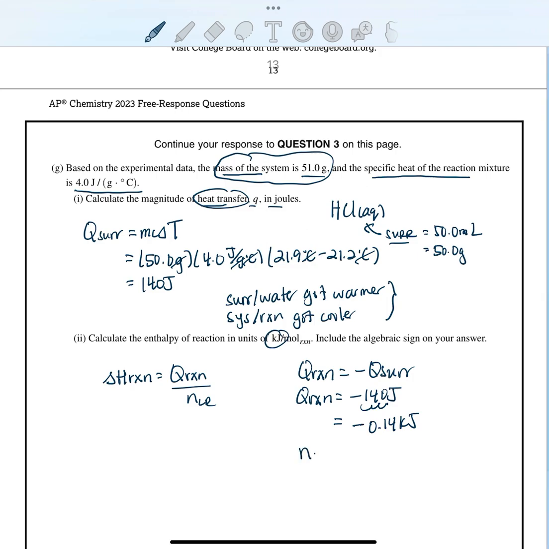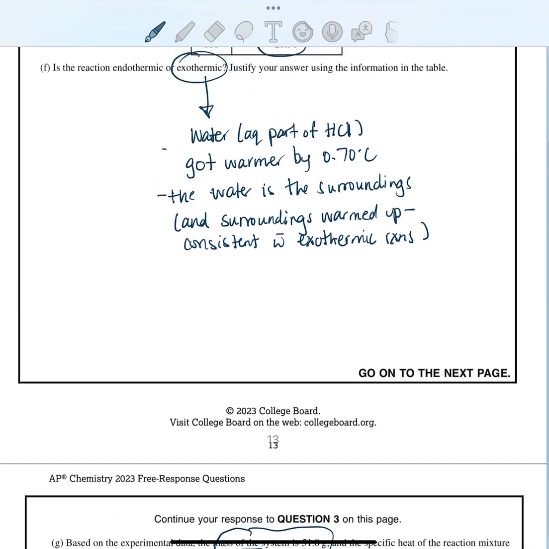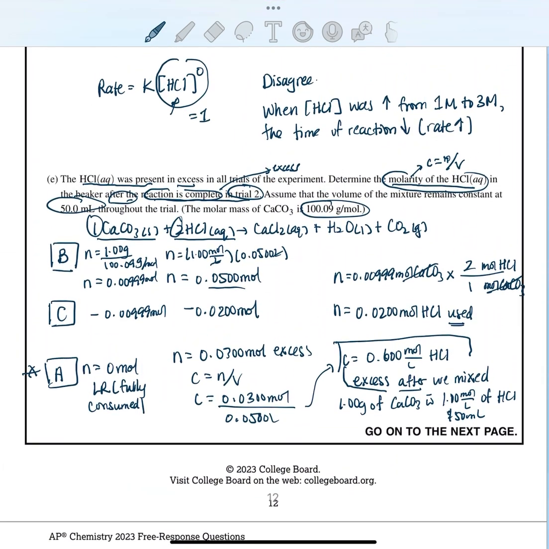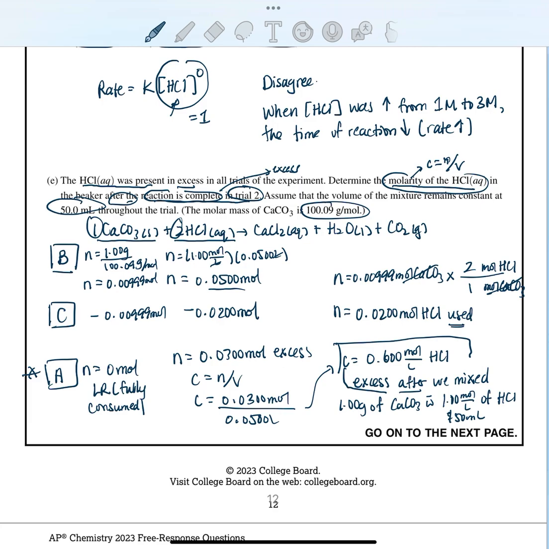Now I need to know the moles of the limiting reactant. The limiting reactant was the calcium carbonate. That was 1 gram divided by 100.09 grams per mole. If you forget, I'm going to scroll up. These questions are all related, right? So if you get stuck, go back in the questions. There's usually a hint. Sorry, this is messy.